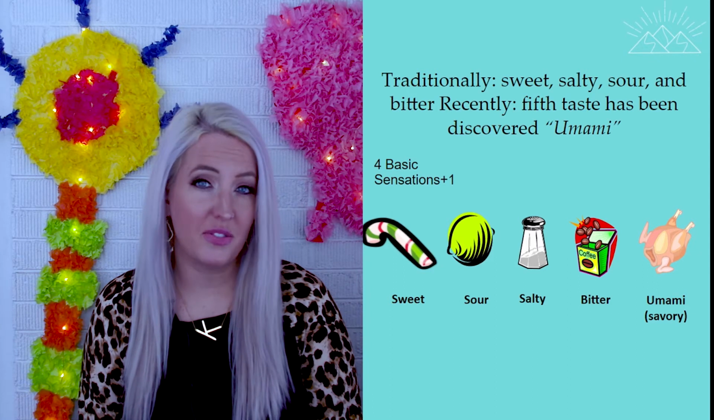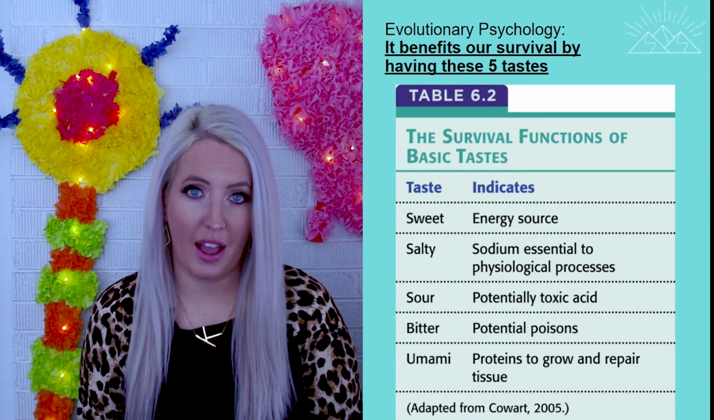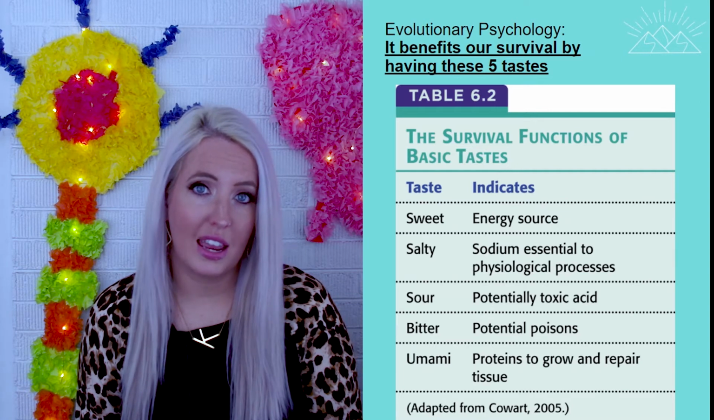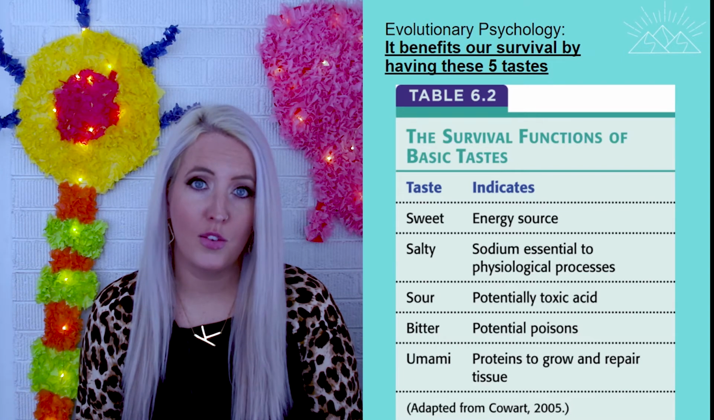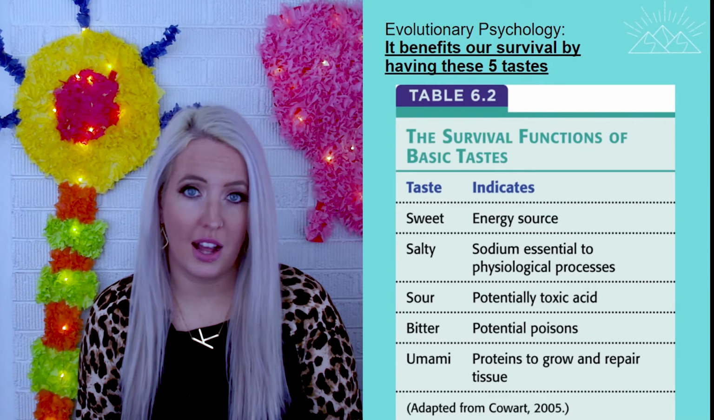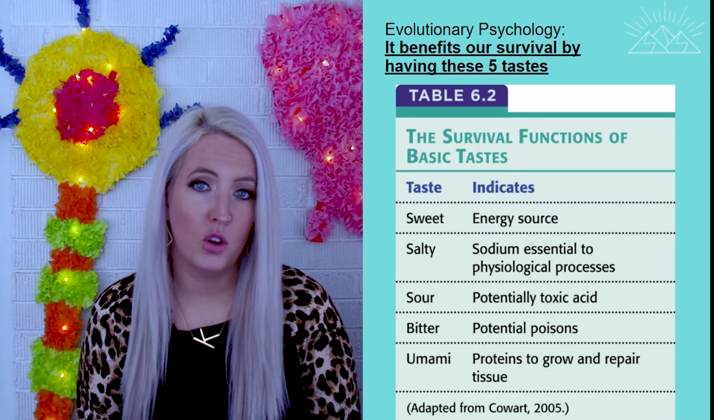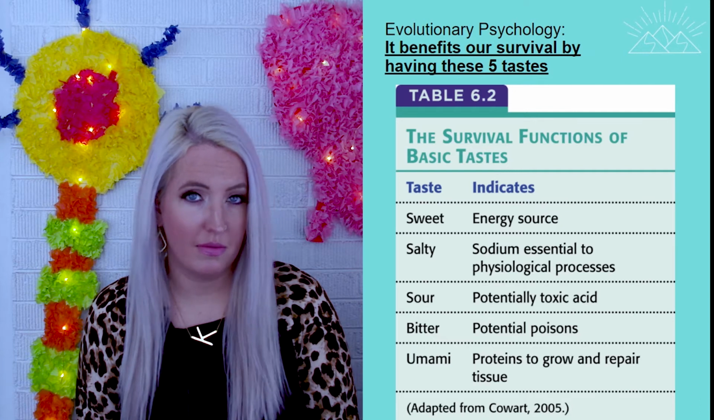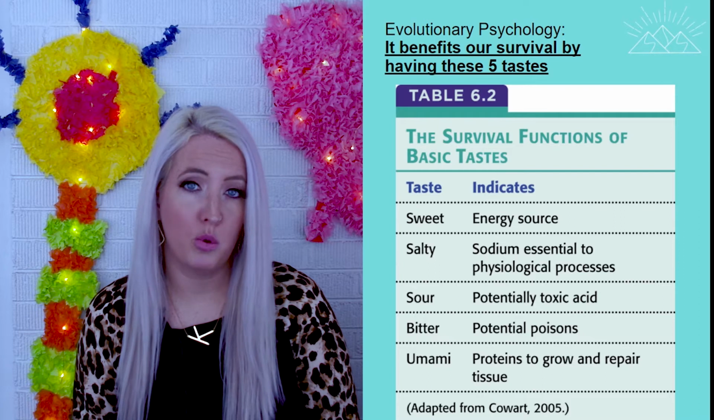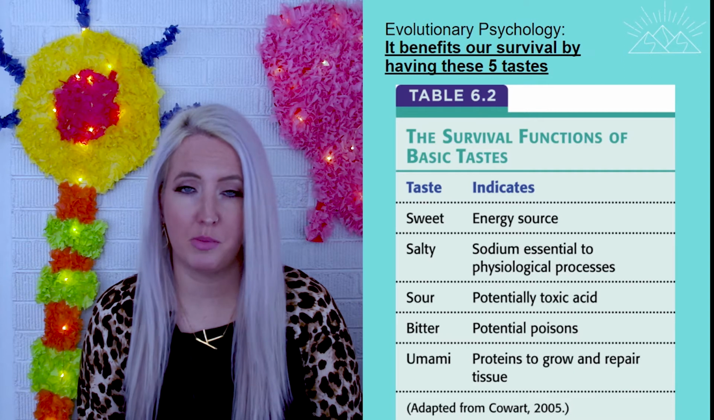Why do we taste these 5 on our tongue? Evolutionary psychologists think that it has to do with survival, that things that are sweet and salty often indicated in early human history foods that were good for us, that were going to be energy sources and help with the physiological processes in our body, whereas things that were sour and bitter could be potentially poisonous. And umami, that savory sensation, indicates proteins that help grow and repair muscle and tissue. So all of the different taste sensations seem to have a specific purpose.